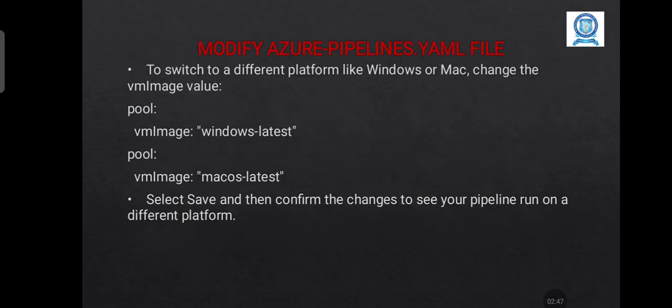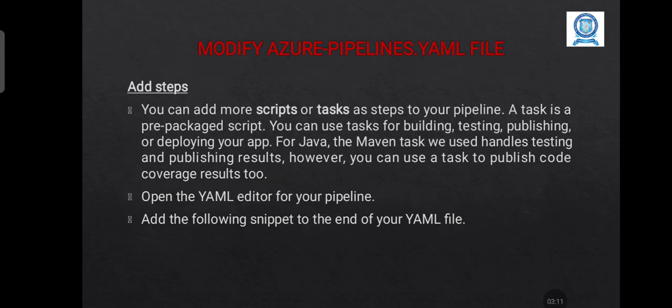To switch to a different platform like Windows or Mac, change the VM image value. So in our YAML code, there will be the block for pool. Here we have to change the VM image value and mention the platform for which our task will be implemented. Select Save and then confirm the changes, and your pipeline runs on a different platform.